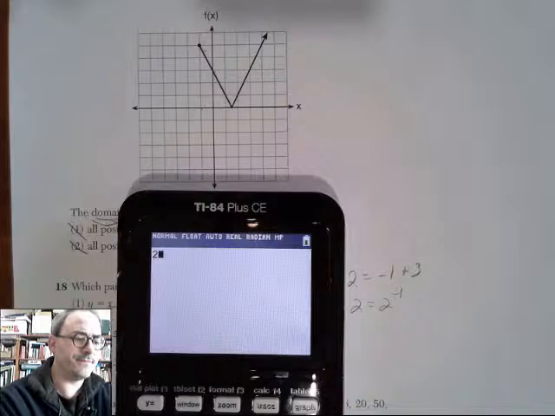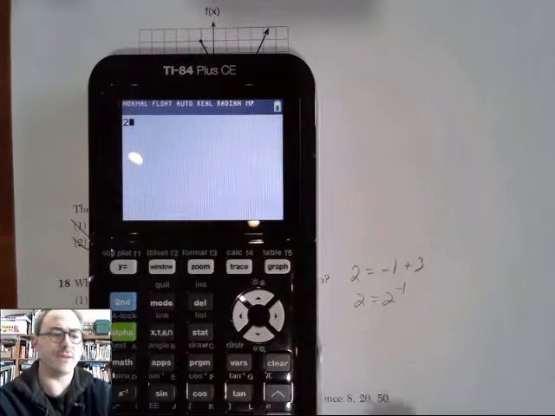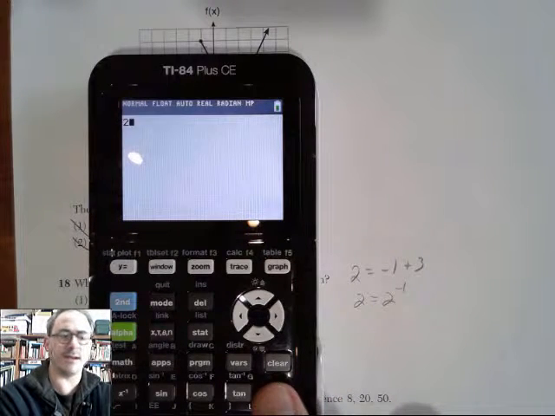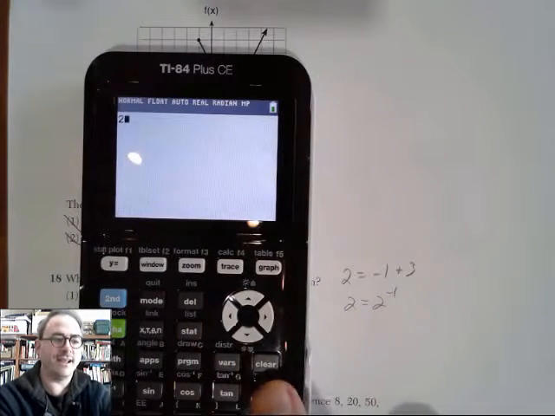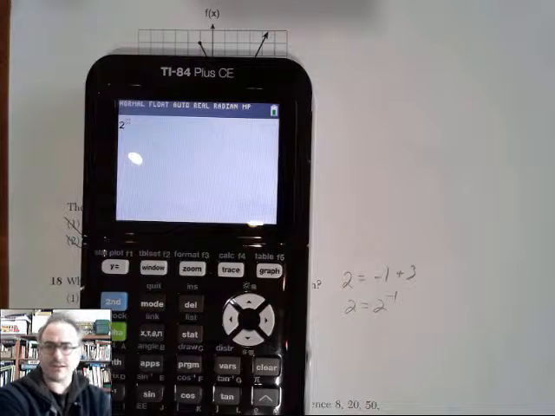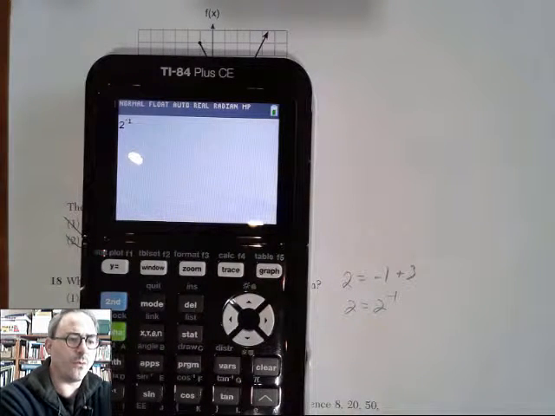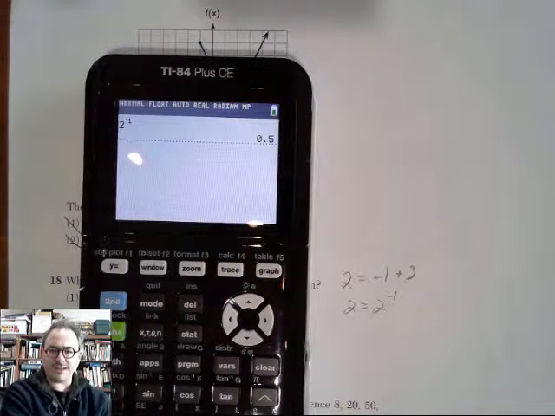2 caret. I want you to see what buttons I'm pressing. I pressed 2 caret. It's this little up arrow button. This little up arrow button is called the caret button. When I press this button, it will raise it to the level of some exponent I put in here, and I'm going to put -1 in there. All right. When I put in 2 to the -1 in my calculator, I pressed enter.